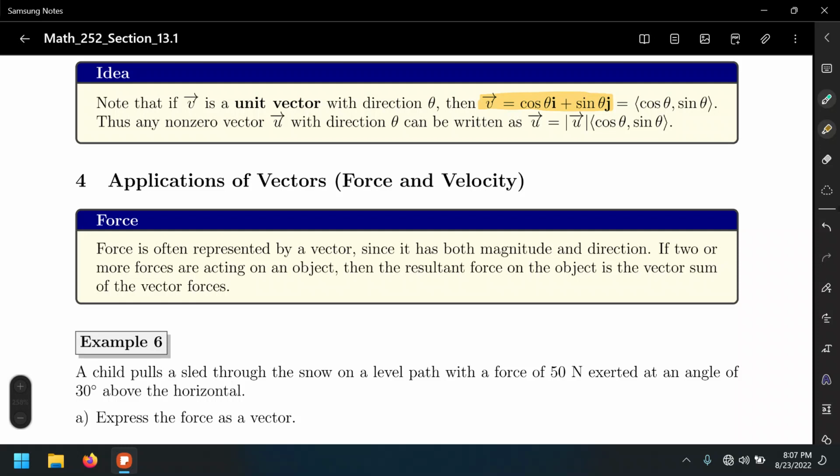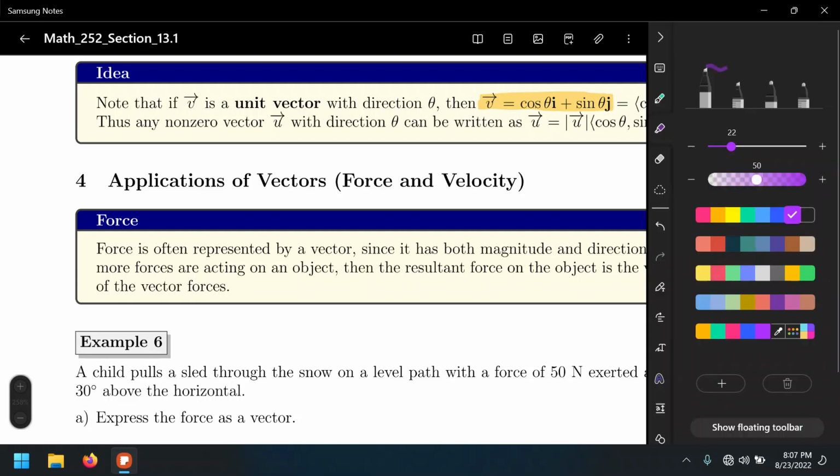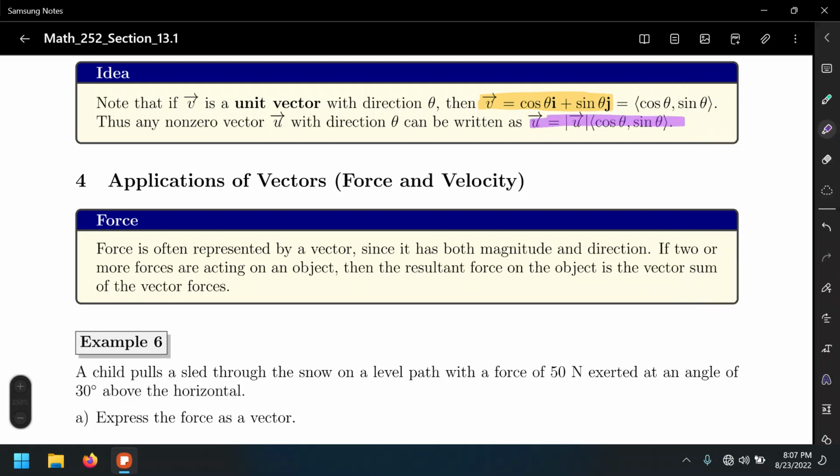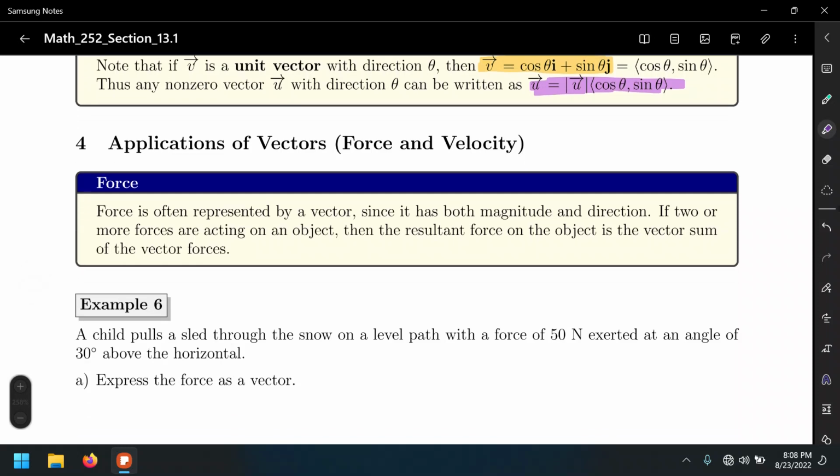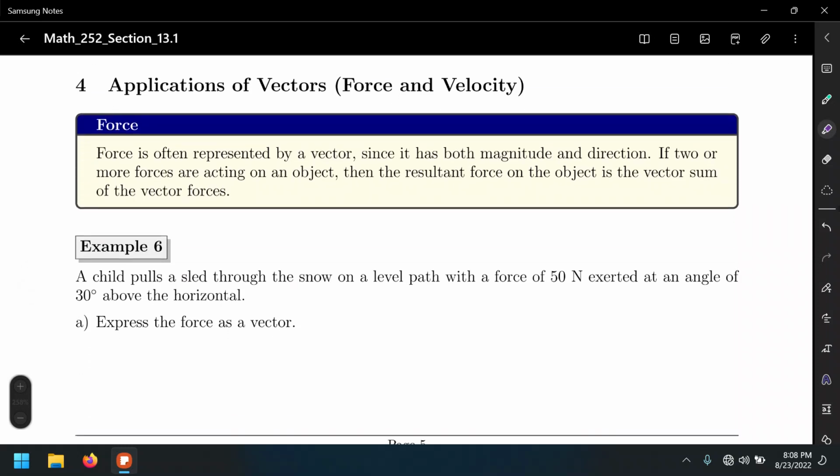Those are vectors that have a magnitude, whatever that magnitude is. Just any magnitude. Well, you'll see this in action in a second. Okay, so what are the most common applications? Forces and velocity.